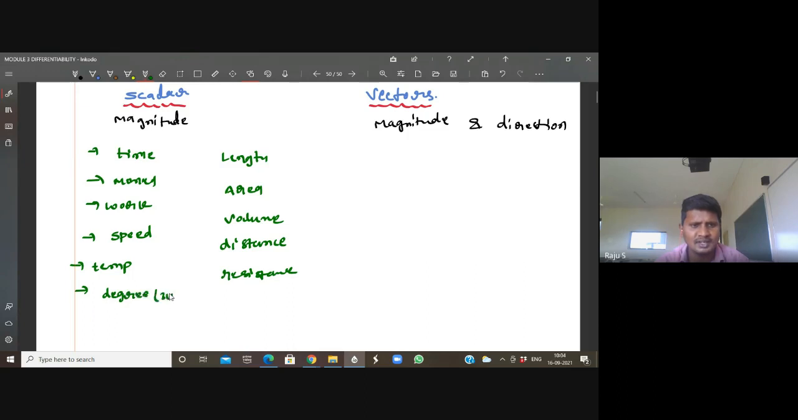Degree, if I say like 30 degrees, 30 degrees in which direction? If I mention with respect to x-axis or with respect to y-axis particularly, then I have direction. If I write simply 30 degrees or 40 degrees like that, it is not a vector, it is a scalar. It has only magnitude.